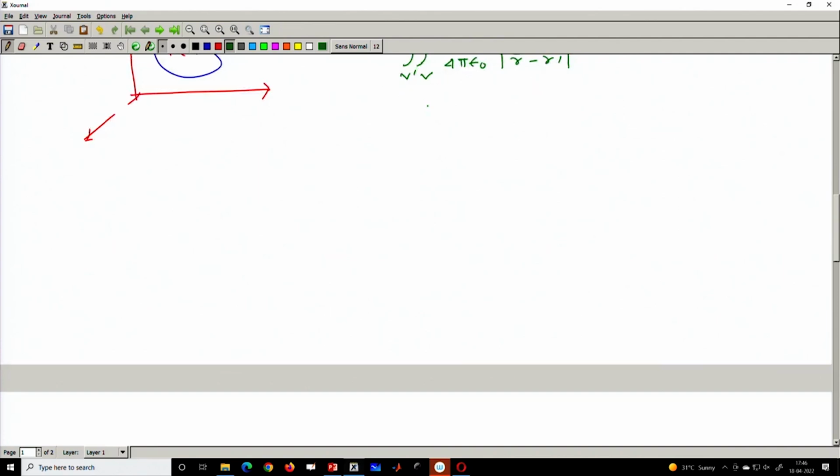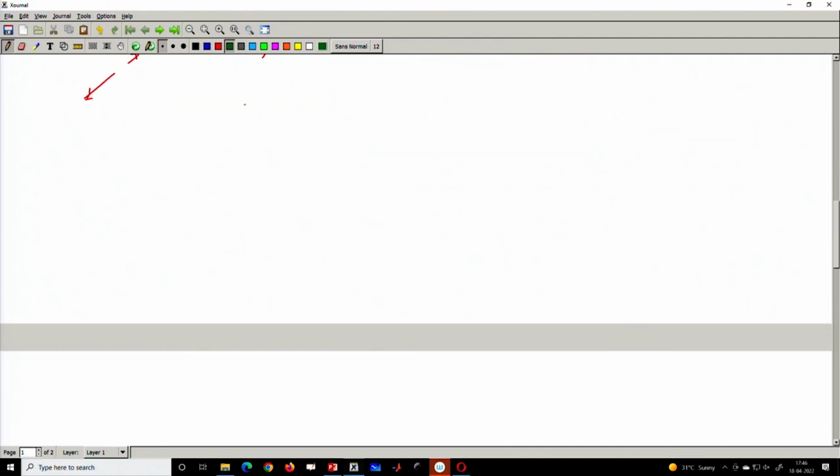Okay. So, now I can find the potential phi 1 at r, and that is simply 1 by 4 pi epsilon 0 integration of rho 1, which is placed at r prime point, dv prime divided by r minus r prime. That we know, because the potential for a charge distribution rho 1 at some point r is simply this.